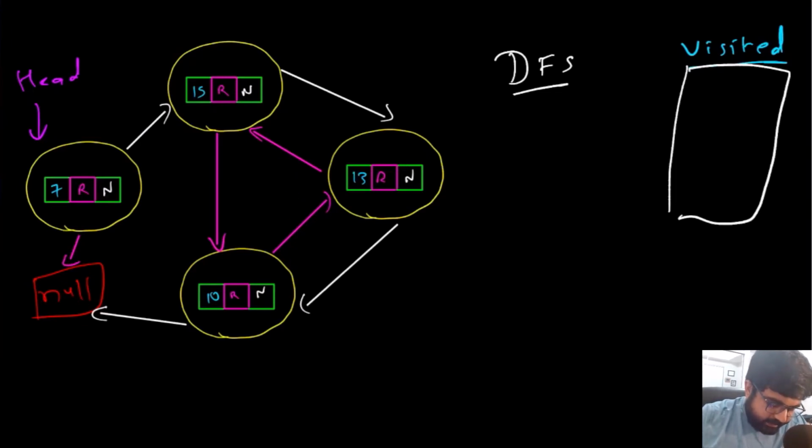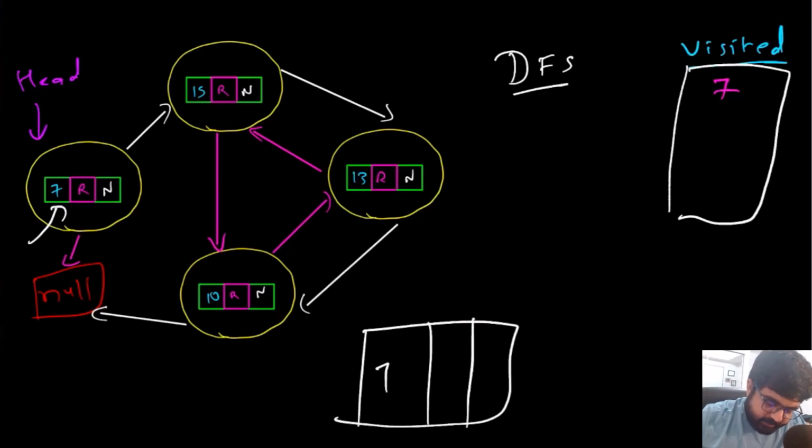Let's start iterating. First we are at this head pointer, at node number 7, which is not present inside our visited hash set. So first we will add an entry 7 over here, and now let's create a new node called 7. Okay, 7 has been created.